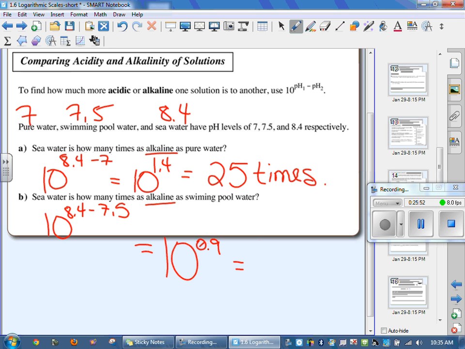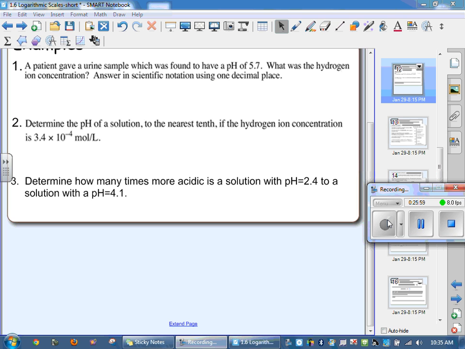Now this is a lovely question. A patient gave a urine sample, which was found to have a pH of 5.7. What was the hydrogen ion concentration? Now we have to actually use that other equation. pH equals negative log of the hydrogen ions. That's the equation we're actually using.